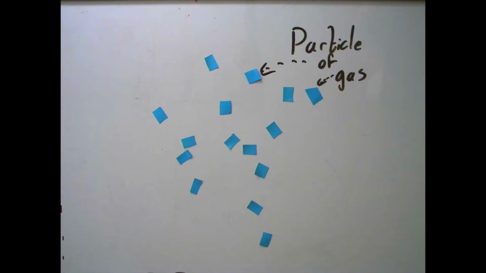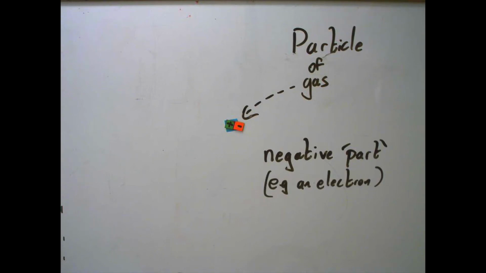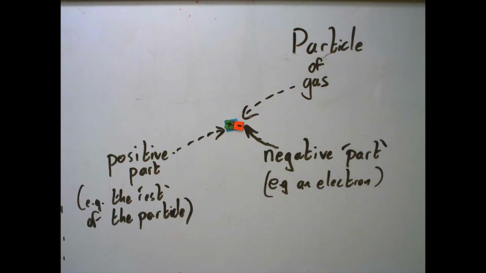Let's start by imagining we've got a certain amount of a gas represented by these little blue squares, each of which is meant to be a particle of the gas. Now let's just focus on one of those particles. You can think of one of those particles of gas as being made up of two parts, a positive part and a negative part, which most of the time are stuck together, but they can be separated. For example, the negative part usually will just be an electron, and the positive part will just be the rest of that atom of gas, or if it's a bigger molecule, the rest of the molecule.